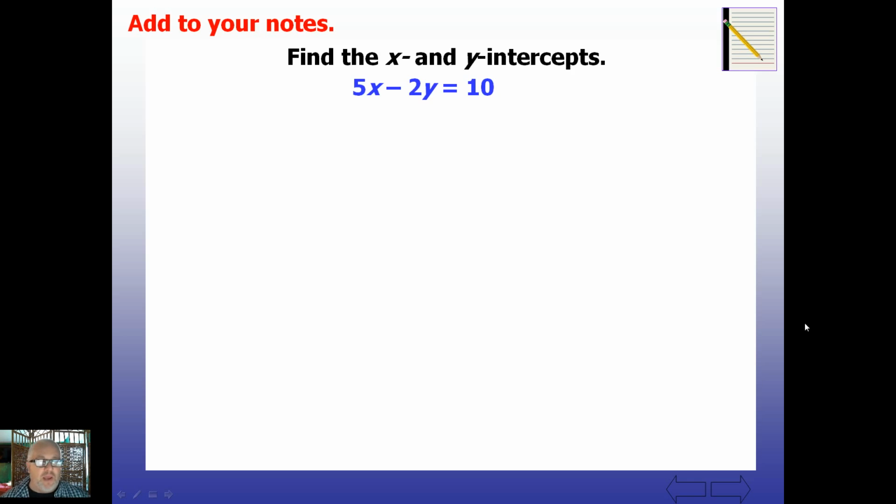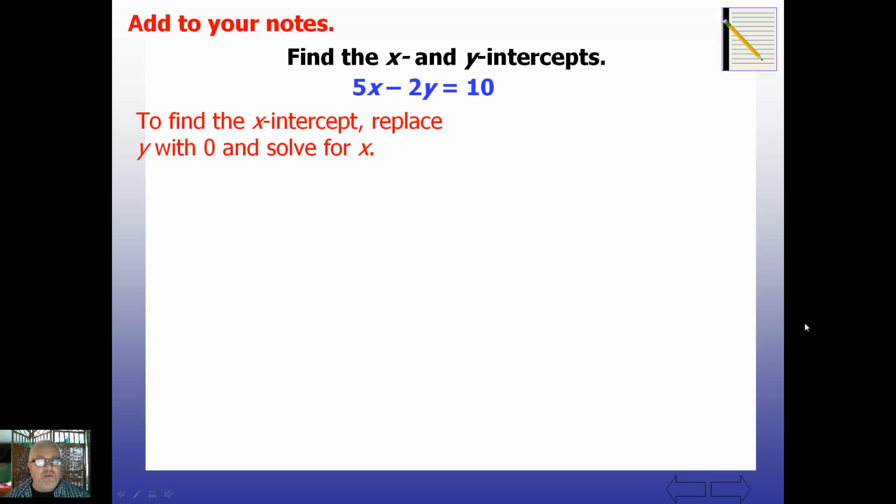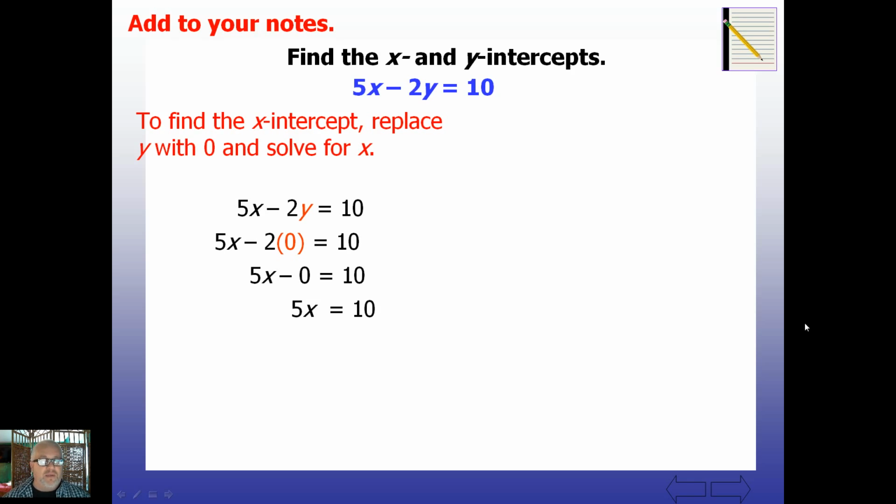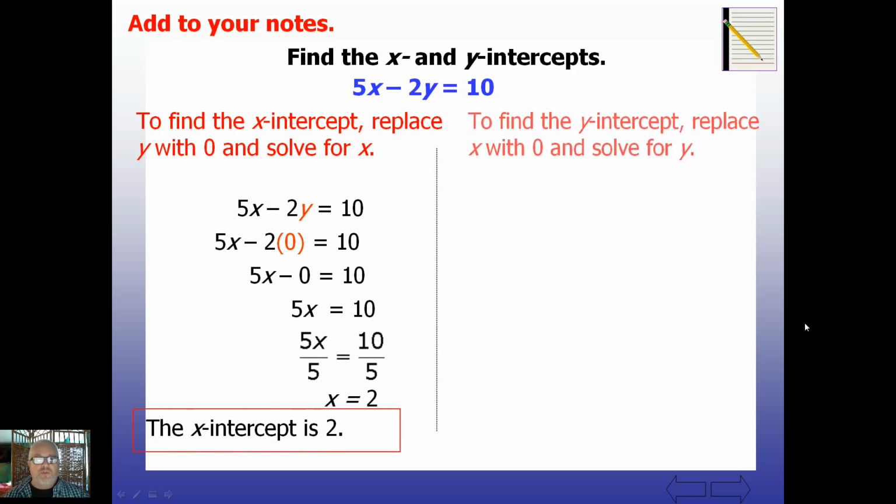It's okay for the b to be negative as long as our a is non-negative. So to find the x-intercept, replace the letter y with 0. So let's do that. If we plug in a 0 for y, we end up with 5x equals 10. So what does x have to be? X has to be 2. So what's our x-intercept? 2.